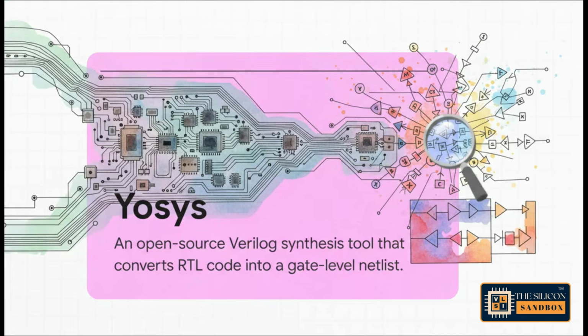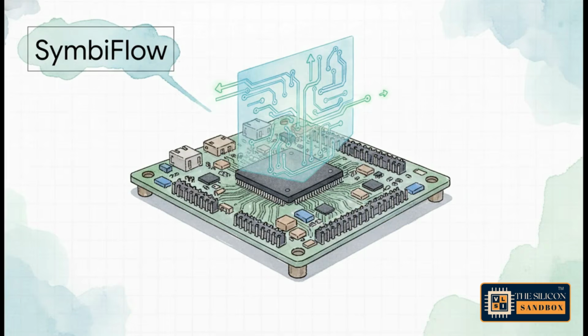And the star of this stage is a tool called Yosys. It's like the master architect that translates your high-level Verilog code into what's called a gate-level netlist. Just think of that netlist as a super detailed schematic. It's a list of every single logic gate, all your ANDs, ORs, and NOTs, and the exact wiring diagram that connects them all together.